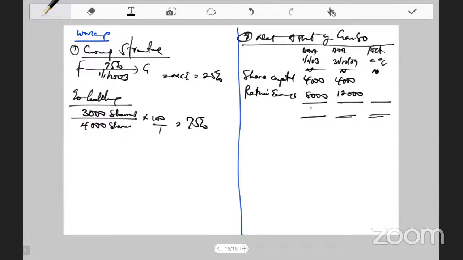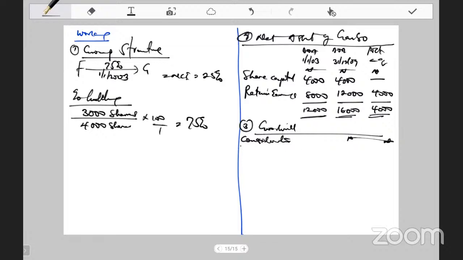So this gives me a total of how much? 12,000. And it gives me a total of what? 16,000. So I have this as 4,000 and 4,000. So quickly move to note 3. Note 3, what am I looking for? I'm looking for goodwill. So the goodwill now, no thinking is required. The consideration.